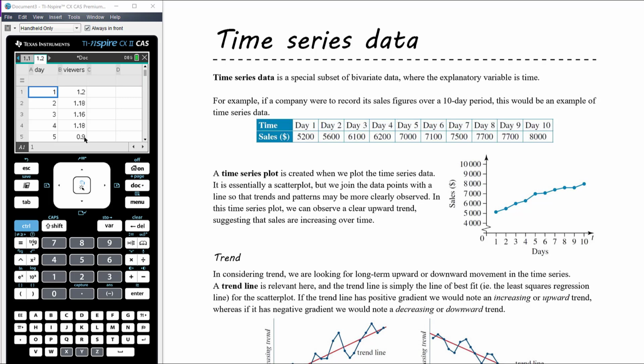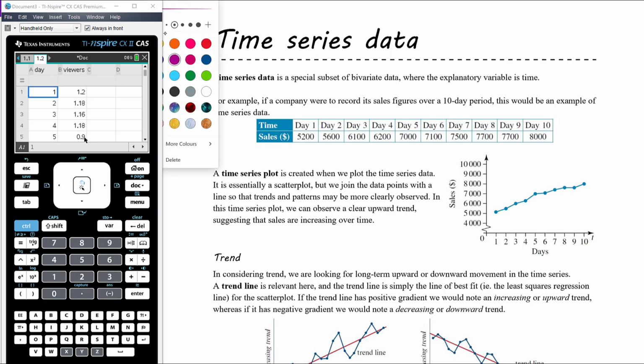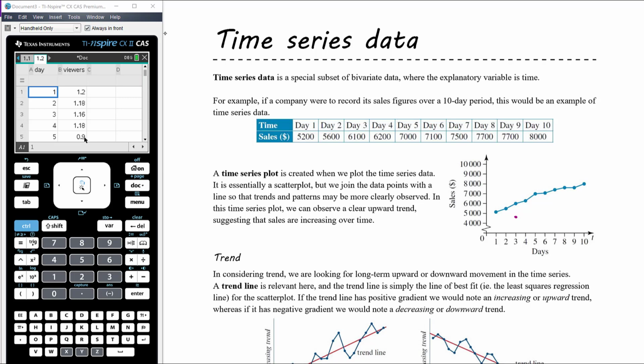But I also want to be clear about why we don't generally join a scatter plot with a line. In a scatter plot we could, for example, have data on day 3. If it's not sales, we're recording something else. We might have 3 different values happening on day 3. And then on day 7, we could also have 2 values happening on day 7.